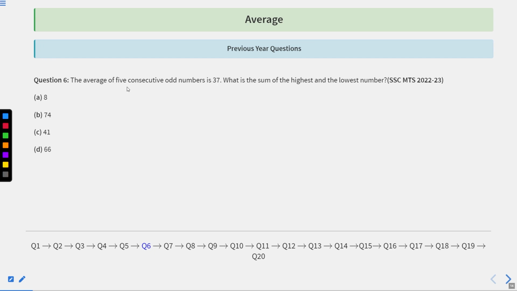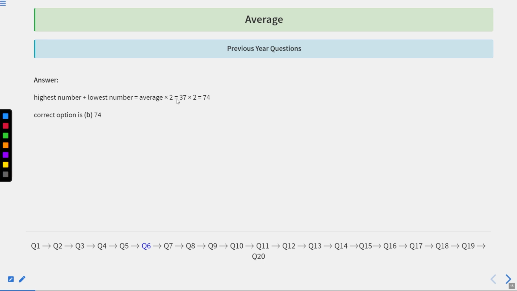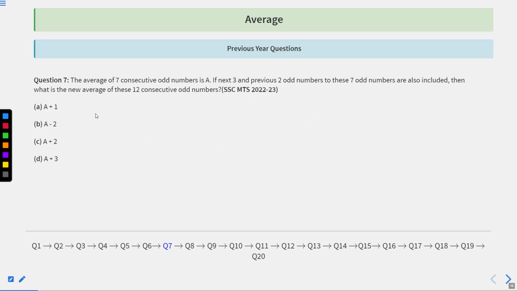The average of 5 consecutive odd numbers is 37. What is the sum of the highest and the lowest number? So highest plus lowest number is equal to average into 2. That will be 37 times 2 equal to 74. So the correct option here will be option B, 74.